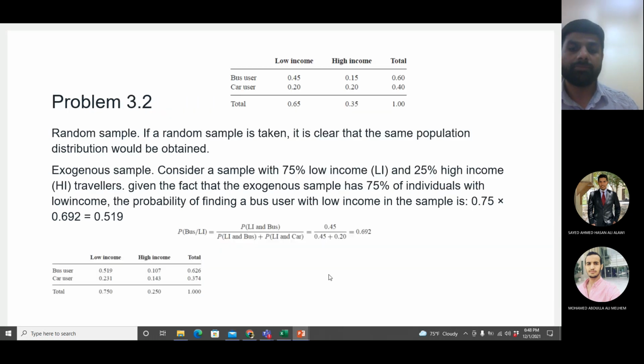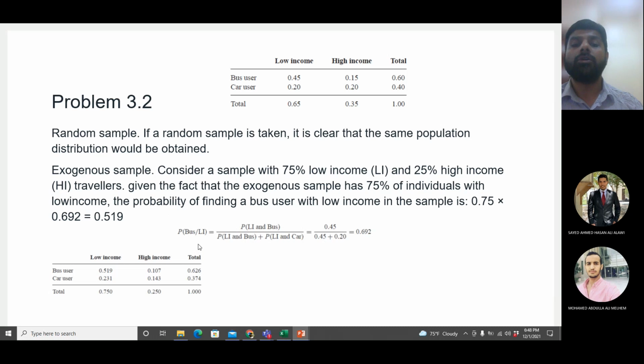Okay, it's not here. Sorry, forget about that. Okay, so now you can see that this is for the entire population. So for all the low income group people, they have a 69.2% probability of choosing the bus.